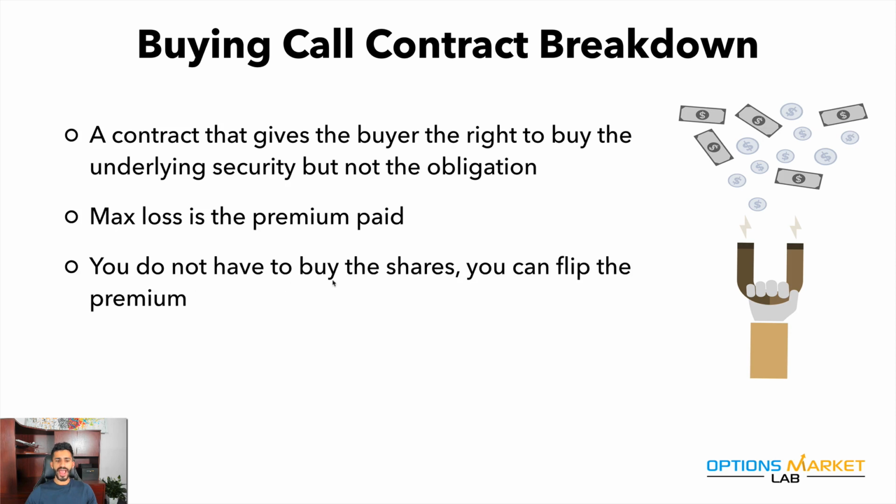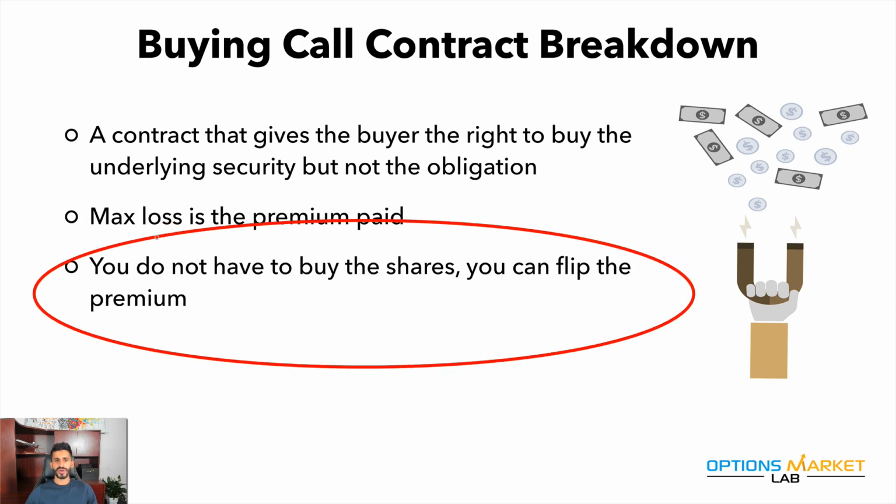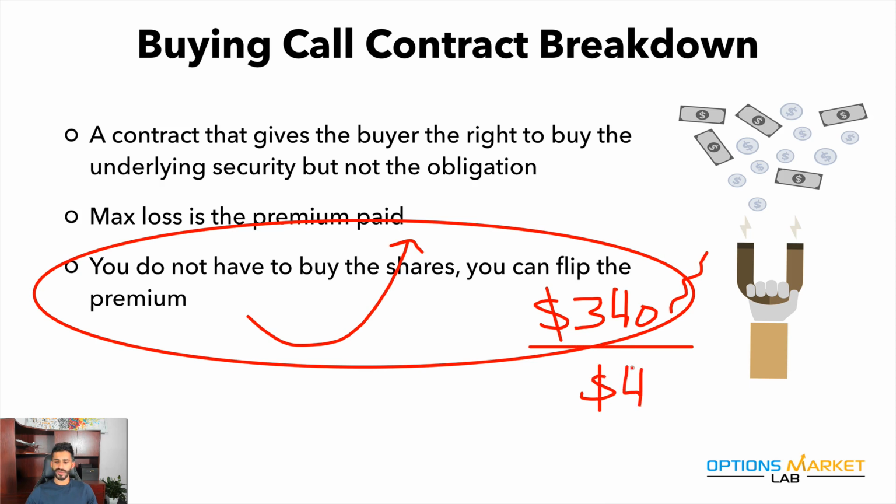Next, you do not have to buy the shares. You can flip the premium, right? So you don't always have to execute or exercise your contract. You can just flip the premium. You can just flip the deposit. So if you paid a $340 deposit for some shares, and let's say the share goes up, you can sell this deposit for a higher price. Let's say for argument's sake, $450. So you'll make a $90 profit. So you can make money on just flipping the premium. You don't have to execute your full contract.